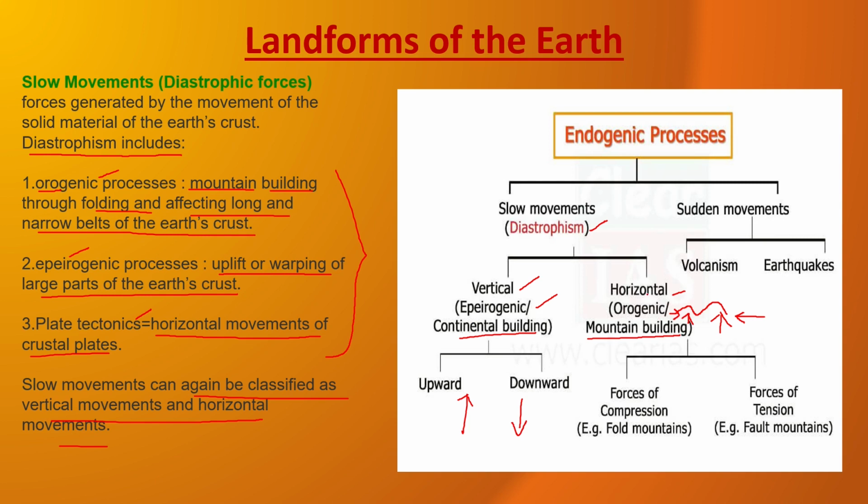In horizontal movement, either two plates will be compressed or they will move away from each other. In both the cases, we are getting mountains. That is why it's called orogenic movement. One is fold mountains, forces of compression, and one is tension, that is fault mountains.